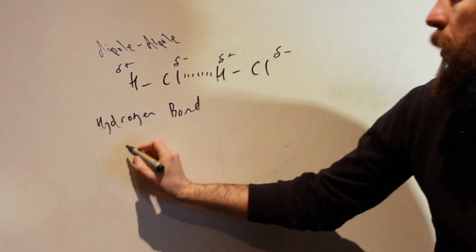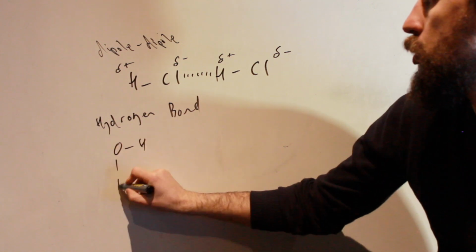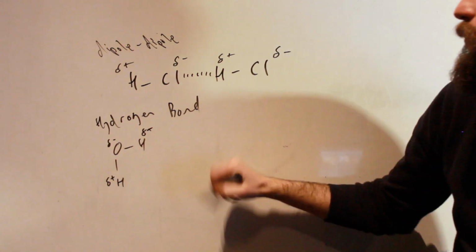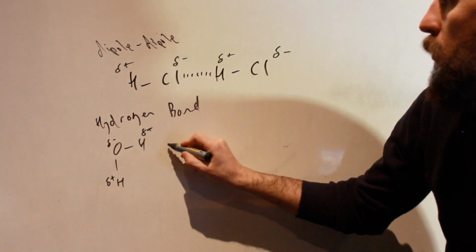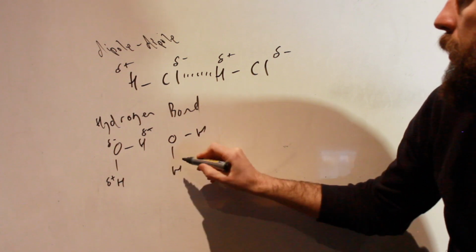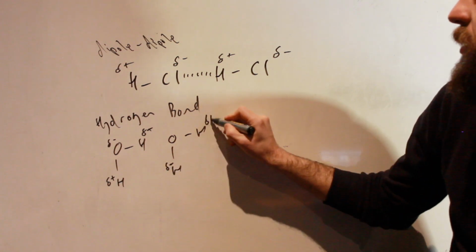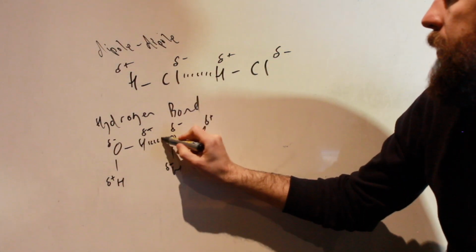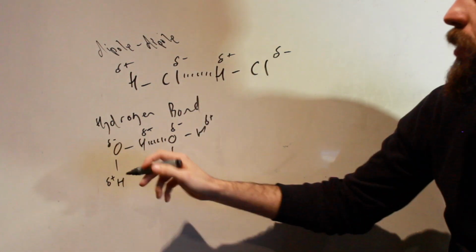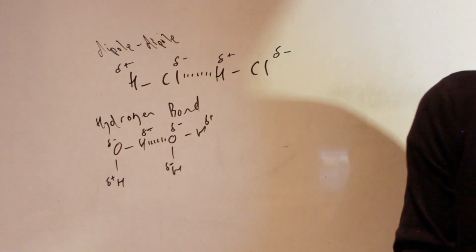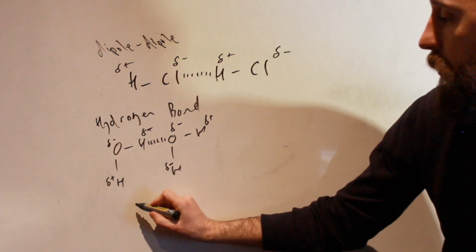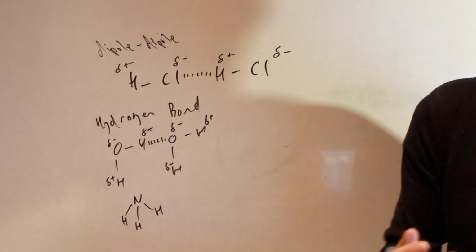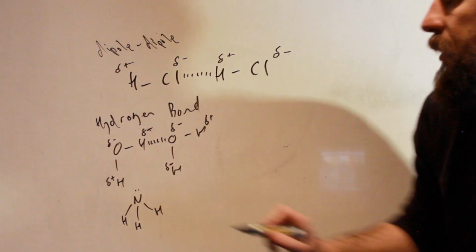So I've got two water molecules. So I've got OH2, like that. I'm going to have a delta negative, delta positive, delta positive. And then we'll have a second one, like so, delta positive, delta positive, delta negative. It's just the electrostatic attraction between the delta positive and the delta negative. However, because it's a hydrogen that's bonded to an oxygen, or in the case of NH3, that I'll do down the bottom here, it just makes a particularly strong dipole-dipole interaction that we call a hydrogen bond.